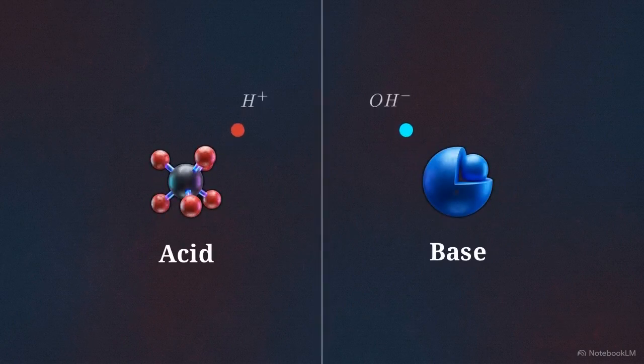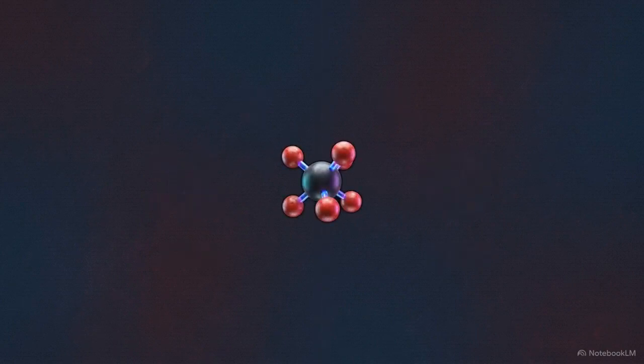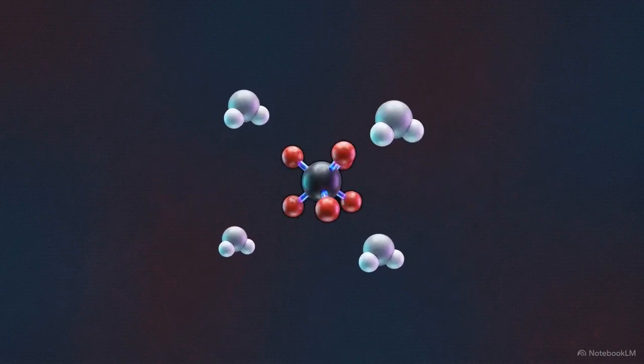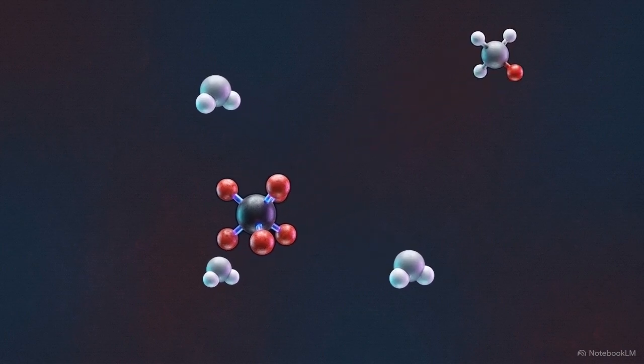The type of ion defines the chemical. Acids release positively charged hydrogen ions, while bases release negatively charged hydroxide ions. But neither acts alone. A completely dry acid remains inactive. It requires water to physically surround the molecules and pull them apart into free-floating ions.